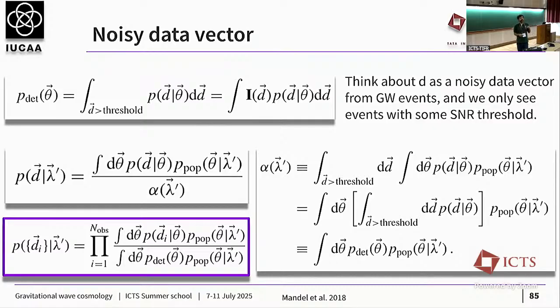Right. So this SNR threshold is a choice that is made when analyzing GW events.